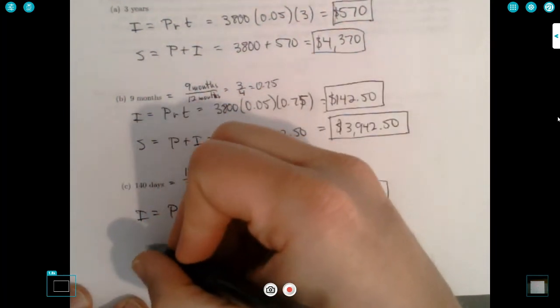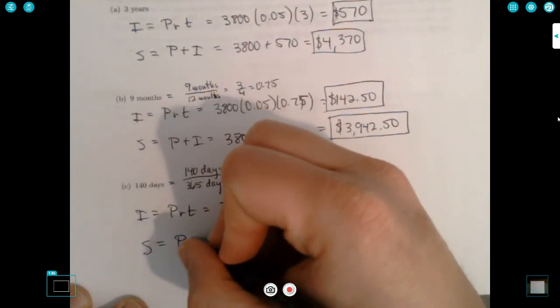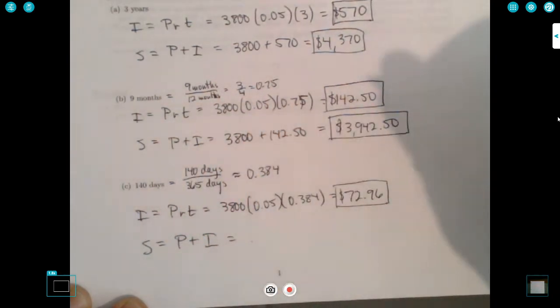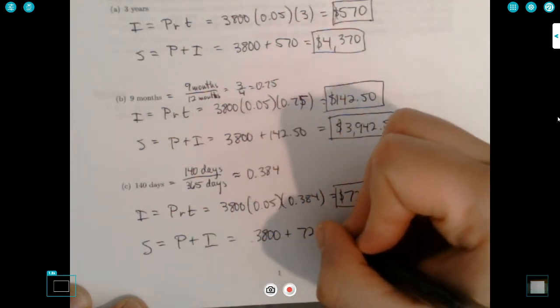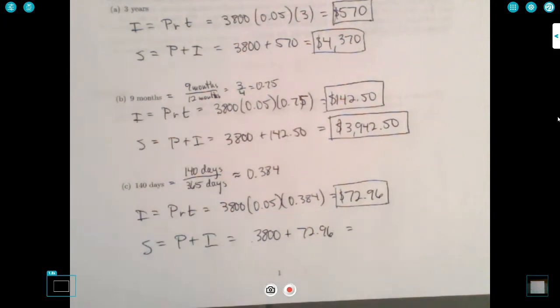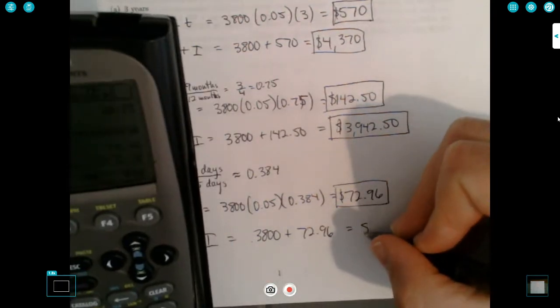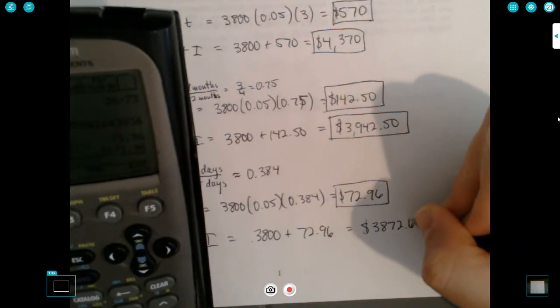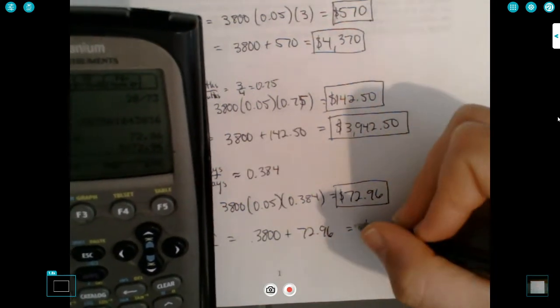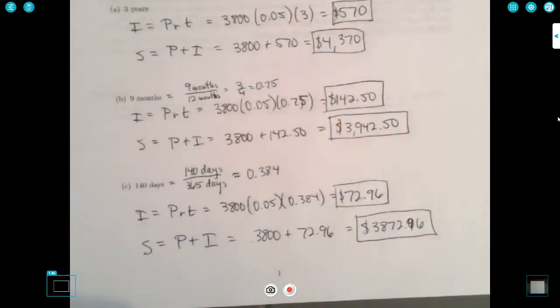Okay. What about the future value? That's going to be principal plus interest, right? So 3,800 plus 72.96 comes out to 3,872. Oh, I should have been able to do that in my head. Duh. 3,872.96 is the future value.